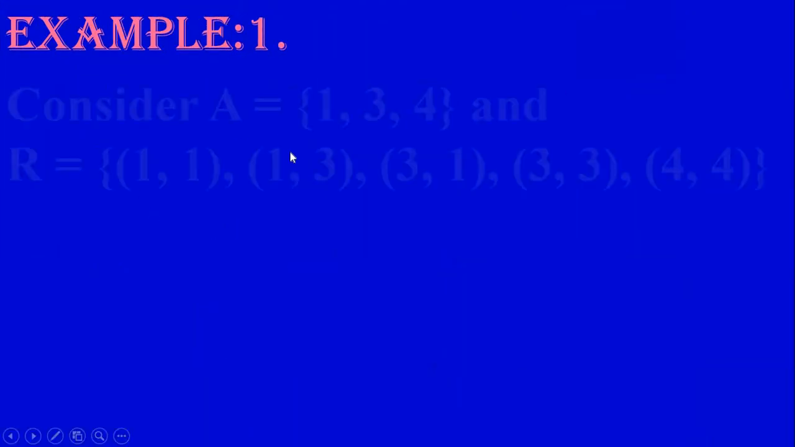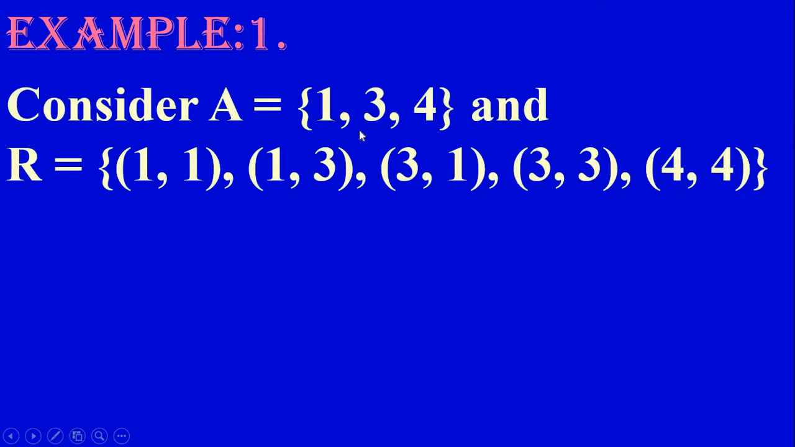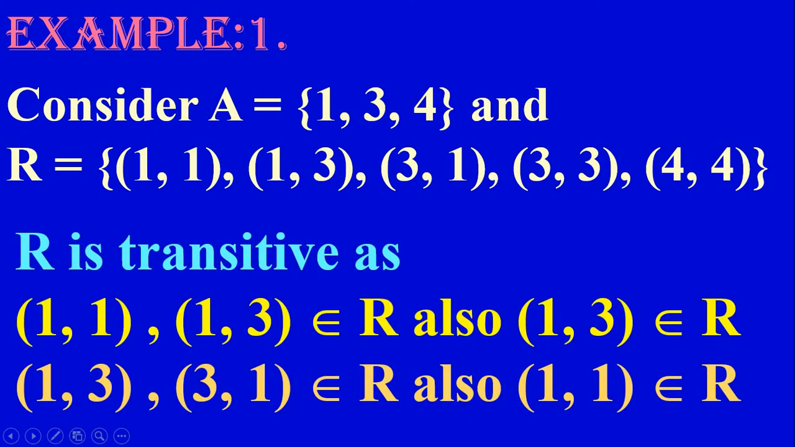So we take an example. Consider set A equal to {1, 3, 4} and a relation in A defined by R equal to {(1,1), (1,3), (3,1), (3,3), (4,4)}. Now here we have (1,3) and (3,1), so 1 related to 3 and 3 related to 1. Then 1 related to 1 is also true. We have to verify all the elements, (1,3), (3,3), and 1 related to 3 is also there. So this relation is transitive.